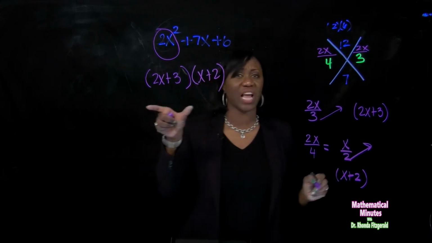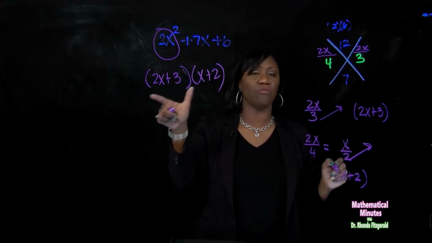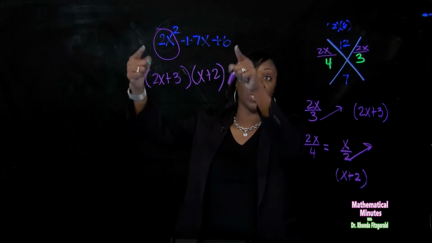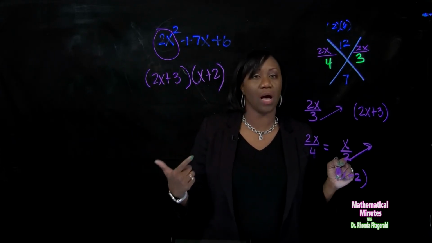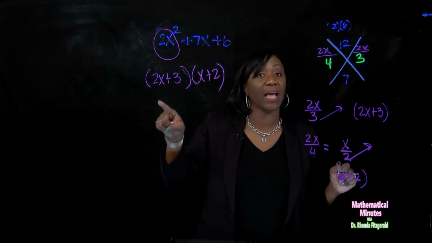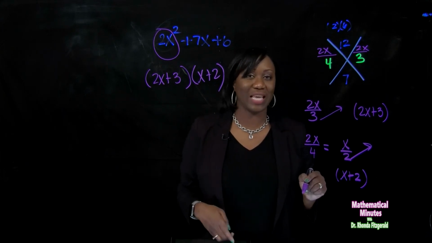And we can always check our factoring. If I multiply this back out, whether you FOIL or distribute, I should get my starting problem, my starting quadratic. So we can always check our factoring to see if we factored this right. However, this is factoring using the X method.